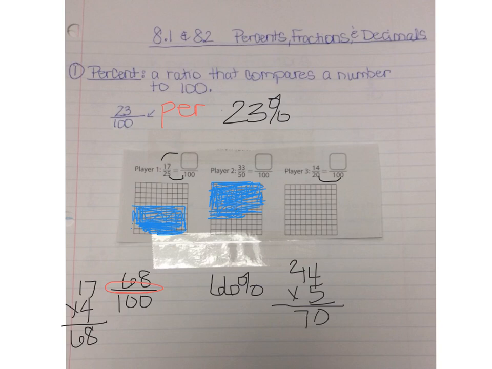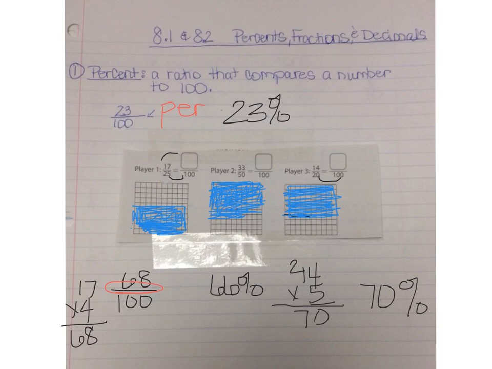So now I will need to color in 70, let me go back to my blue, 70 of my squares. So that'll be a little easier because I can go straight across. Okay, so that is also 70%, 70 per 100.